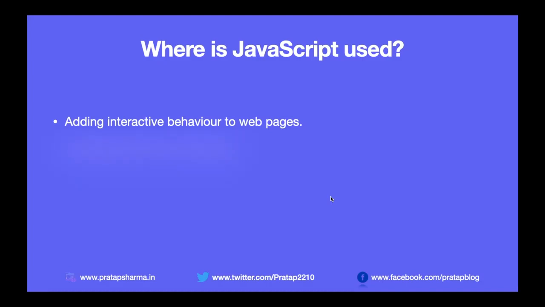JavaScript is also used in creating mobile and web applications. So, like the famous frameworks Angular, React, React Native, Ionic. All these frameworks are used to create web and mobile applications.